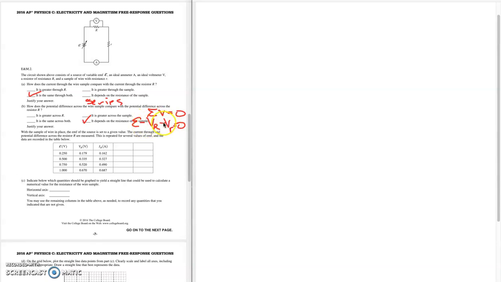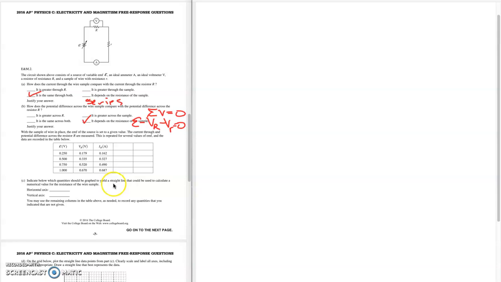These two depend entirely on how big the resistances are. So if this is a small resistor, most of the voltage drop will come across the resistor, big R. But if this wire sample has a big resistance, then it is going to have most of the potential energy drop.